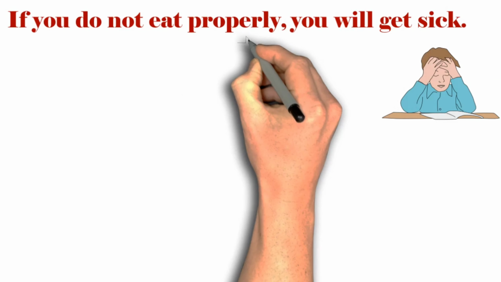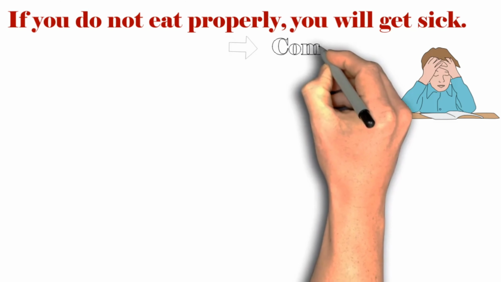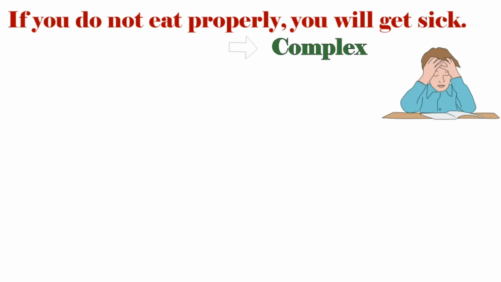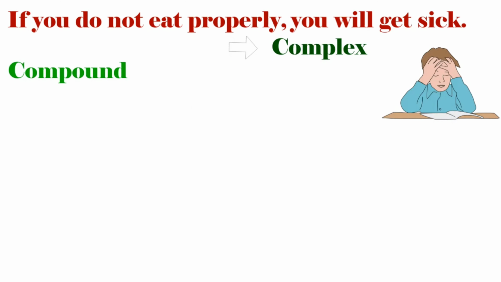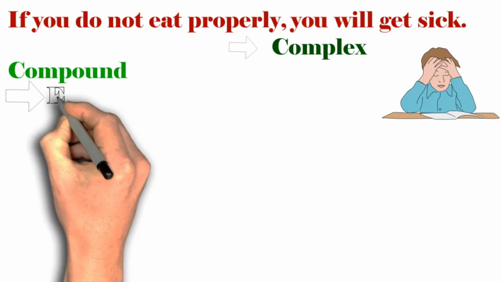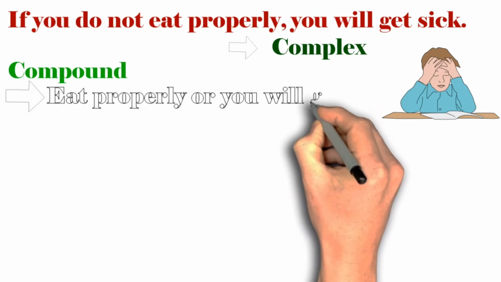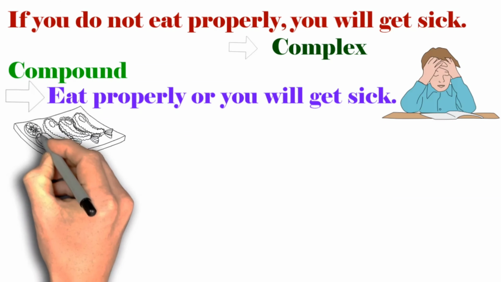if you do not eat properly you will get sick. So this is another complex sentence because this sentence has one principal clause and one subordinate clause, and there is the conjunction if. So if we want to make it a compound sentence, if there is a negative sentence after if, then we have to use or as a conjunction in the compound. So, eat properly or you will get sick.